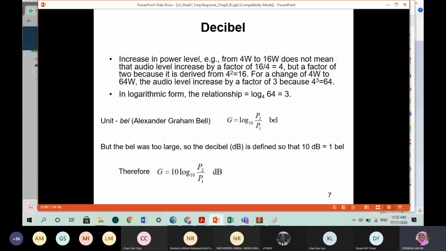Okay, and the scientist Alexander Graham Bell defined the unit Bell, which represents, to the base of 10, the gain of any circuit. The gain is equal to log 10 of the power output P2 over P1, and this is referred to as the Bell unit. But the Bell is very large, so the decibel is defined so that 10 decibels is 1 Bell.